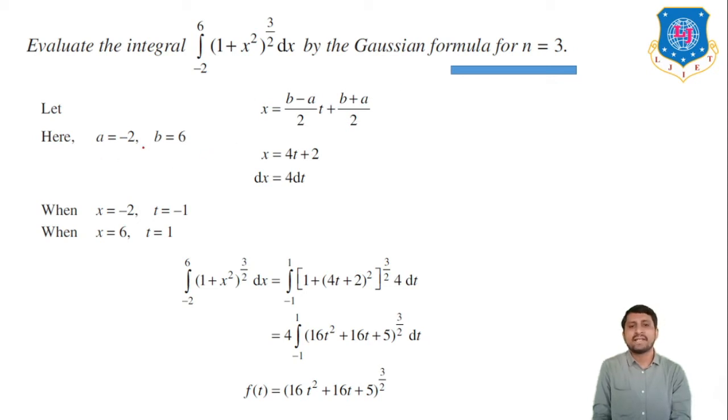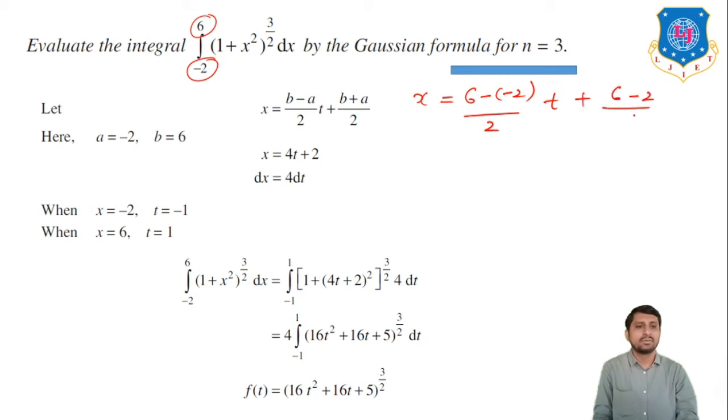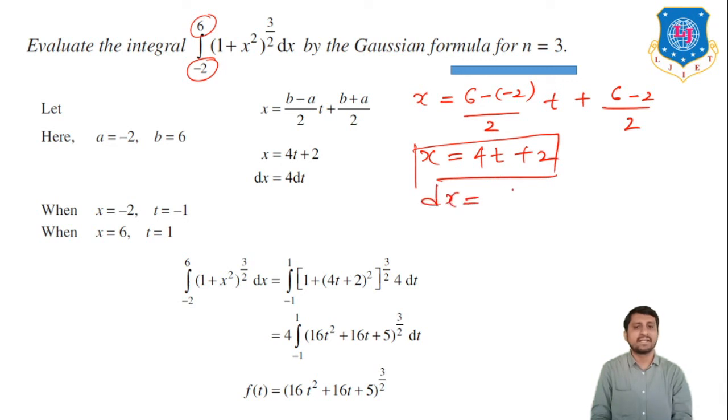So a is equal to minus 2. Just let me calculate this. What is my b? B is the upper limit, a is the lower limit. So x is equal to 6 minus 2 by 2 into t plus 6 minus 2 by 2. So x is equal to 6 plus 2, 8 by 2, 4t, and plus 2. So x is equal to 4t plus 2, and clearly you can understand that dx is equal to 4 dt. So put these two values in your equation.